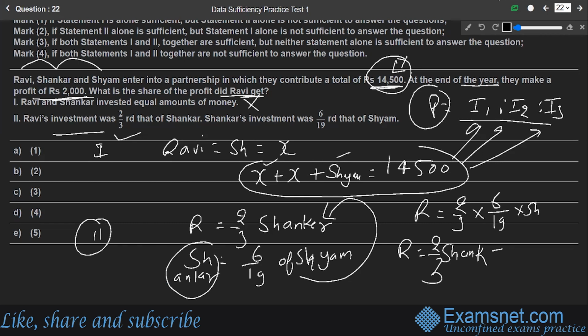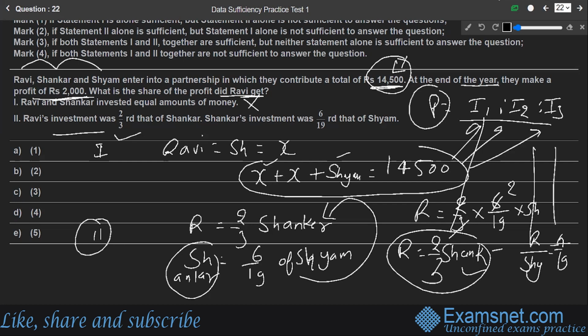So we can get down some ratio, 3 to just 6. So the ratio between Ravi and Sham comes out to be 2 to 4 by 19, and the ratio of Ravi and Shankar is already given as 2 by 3. So clearly the ratios of each and everybody is defined now. Okay. So obviously the investment ratio is available.